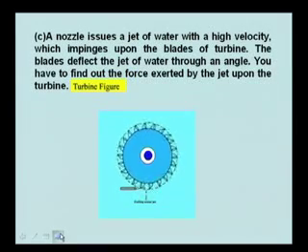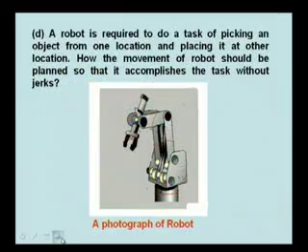Now, this is a figure of a turbine. A nozzle issues a jet of water with a high velocity which impinges upon the blade of the turbine. The blades deflect the jet of water through an angle. You have to find out the forces exerted by the jet upon the turbine. This problem also can be solved using engineering mechanics.